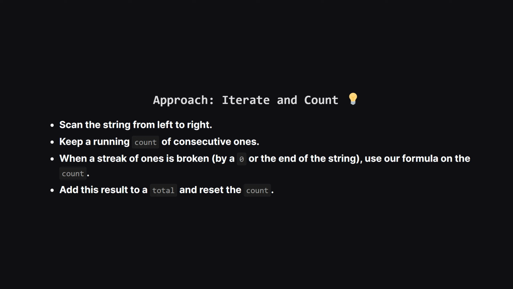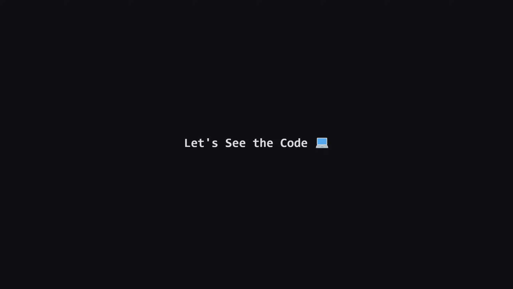So our strategy is pretty straightforward. We'll walk through the string, character by character. We'll use a variable to keep track of how many ones we've seen in a row. As soon as we hit a 0, that means our streak is over. At that point, we'll use our math formula on the count of ones we just saw, add that number to our grand total, and then, this is important, we reset our consecutive ones counter back to 0, to get ready for the next block.